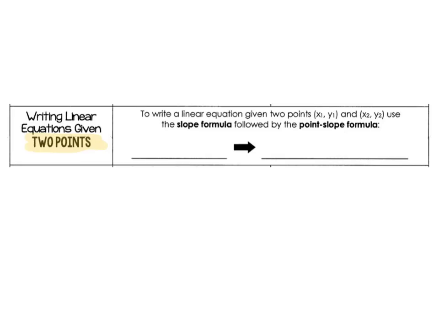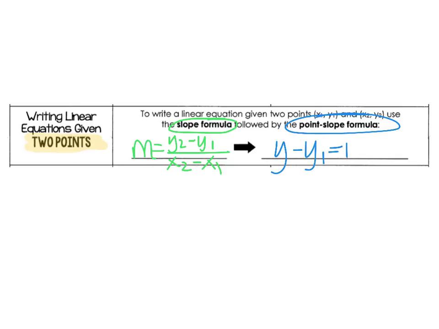All right, so now what do we do if we're just given 2 points and we want to write a linear equation? If you're just given 2 points to write a linear equation, you are first going to use the slope formula, which I hope you all remember. The slope formula equals y2 minus y1 over x2 minus x1, followed by the point-slope formula, which we just learned: y minus y1 equals m times x minus x1.